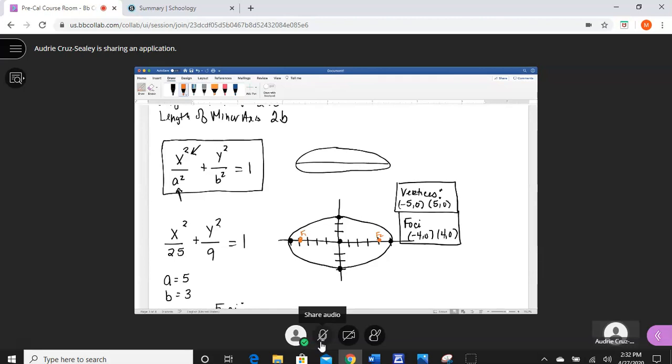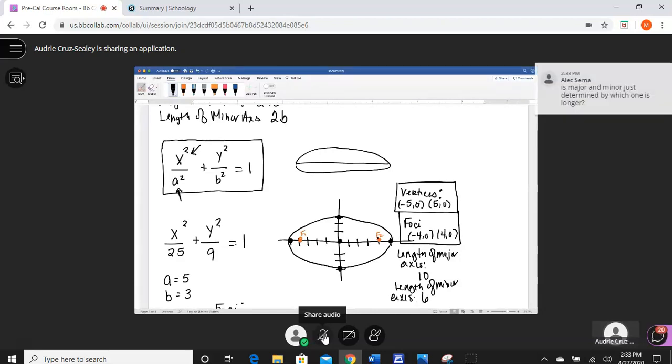What is the length of the major axis? Length of major axis is 10. Length of minor axis is 6. Thank you, sorry. Length of minor axis is 6. And that's it.